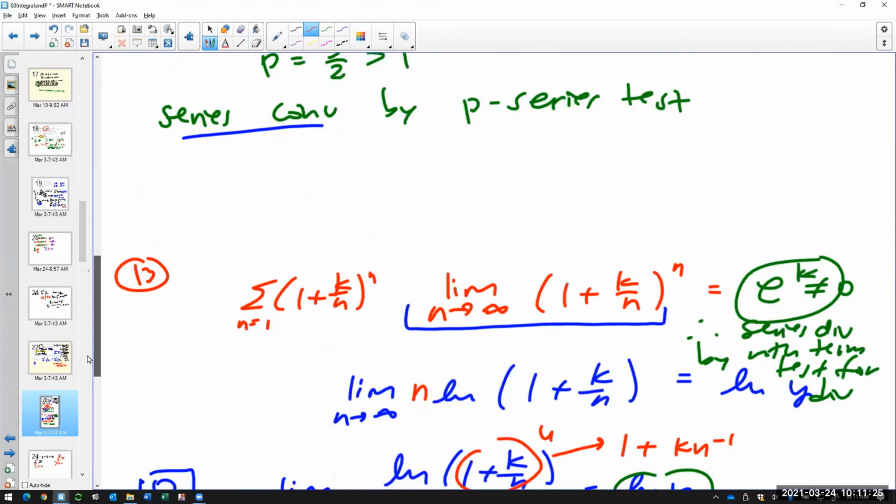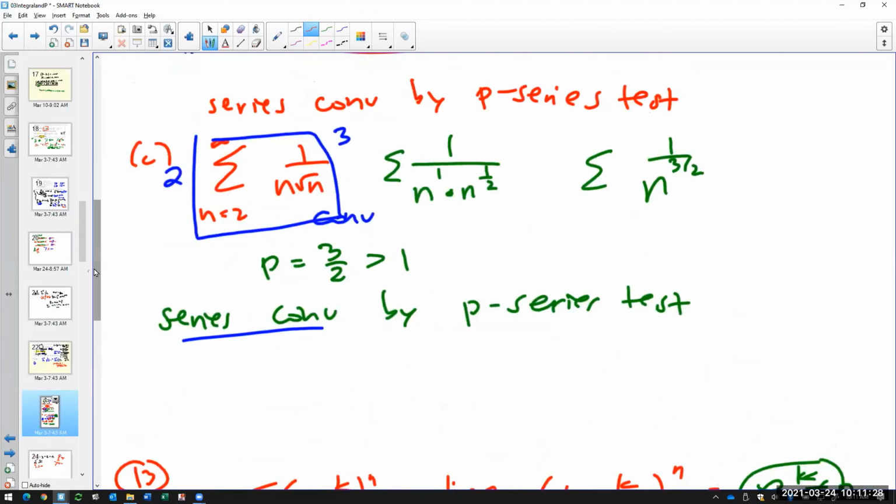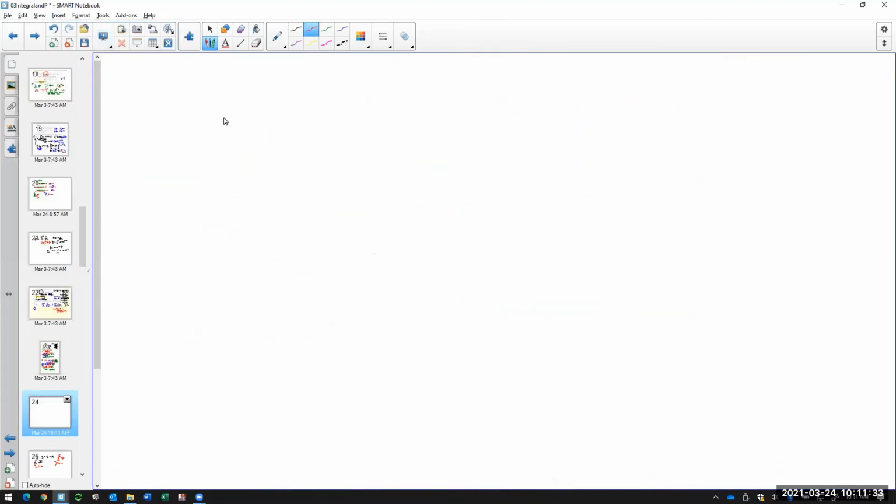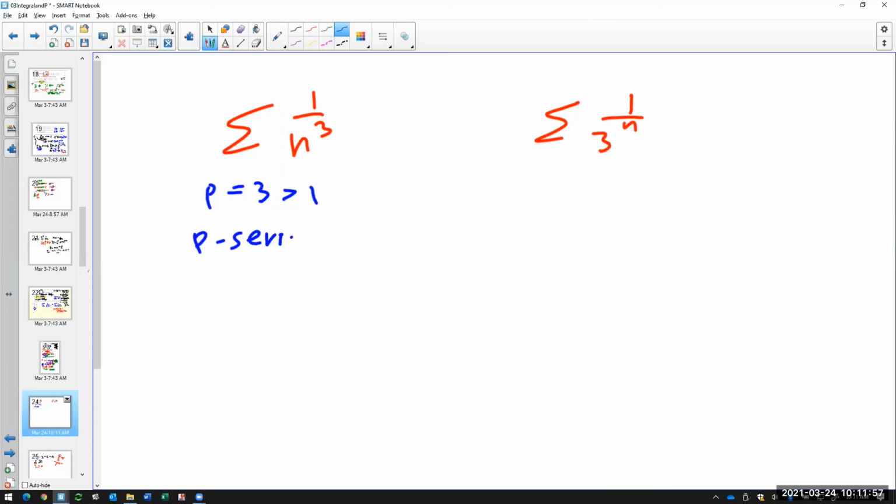The other thing that students get confused by is this. Maybe I'll get a clean sheet here. What's the difference between this and this? Which one converges and which one diverges, and which test would I use? This one is a p-series test, right? What's this one? Is this a p-series test? No, it's a geometric series test. Very good.